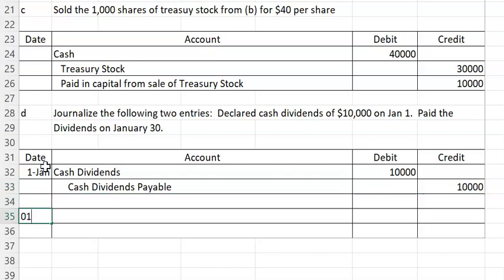Then on January the 30th, we actually paid those. So we're going to get rid of that liability. And so we're going to debit our liability. So we debit cash dividends payable. And we're going to credit cash because we used cash to pay it. $10,000.